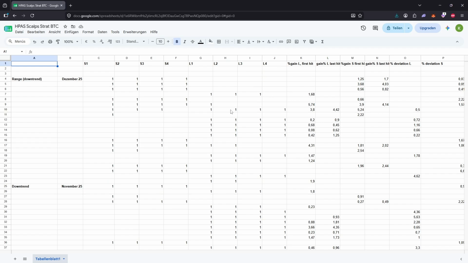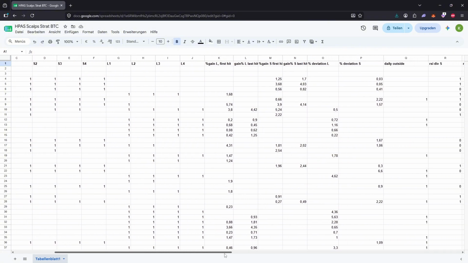And then you can see how much I made with the trades. How much did the trade move after it hit my entry conditions? You can see, for example, this short went 1.25% low. This one went 3.68. This one 0.56. And so on. I did this with lots of trades, for shorts and for longs.